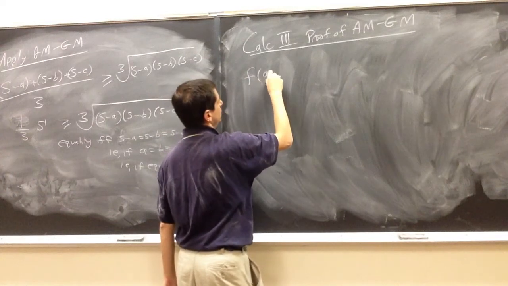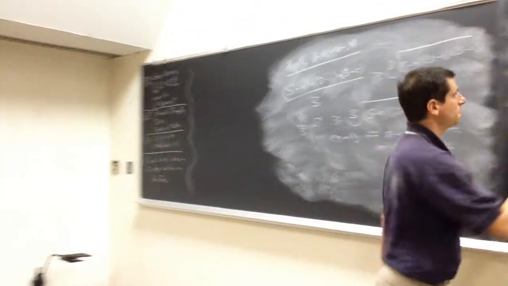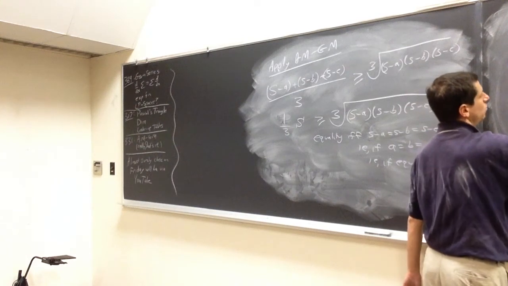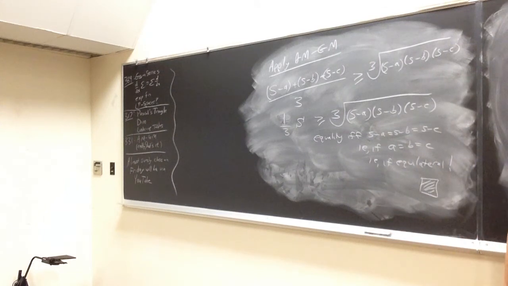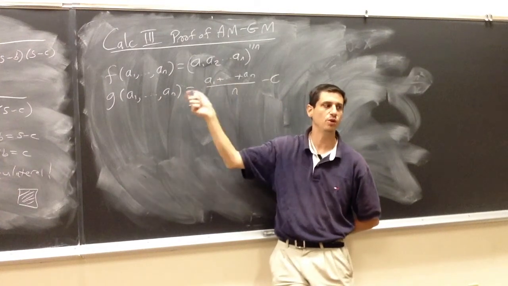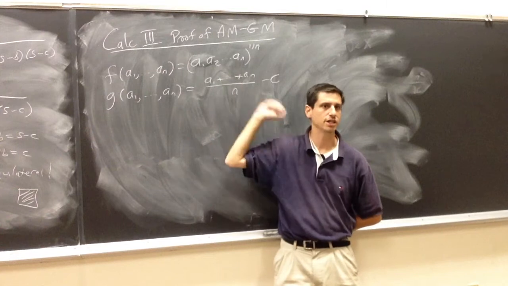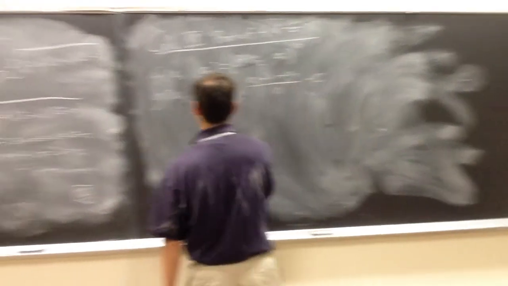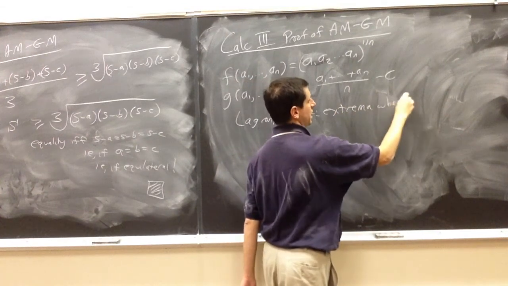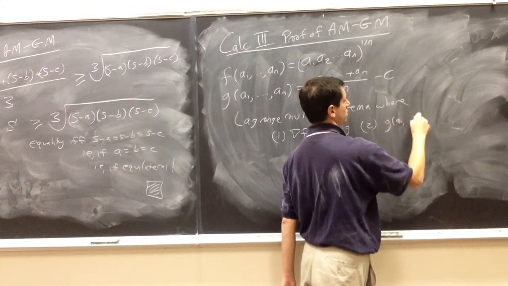So let's let f of a1 through an be a1 times a2 times an to the 1 over n. G of a1 through an be a1 plus an over n minus c. So what I'm doing is I'm saying I want to look at a choice of a tuple of a1 through an such that the arithmetic mean has a given value. Maybe I normalize things so the arithmetic mean has value 1. I don't really care right now. This is my constraint. And so what we do with Lagrange multipliers, extrema are where two things happen. One, grad f equals lambda grad g, and 2, g of a1 through an equals 0.